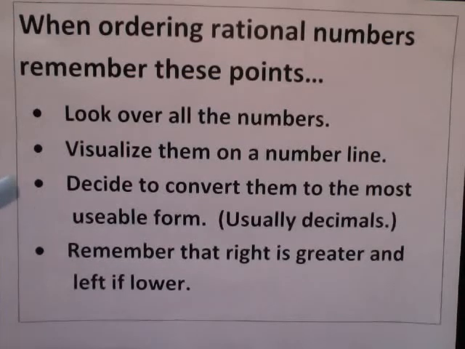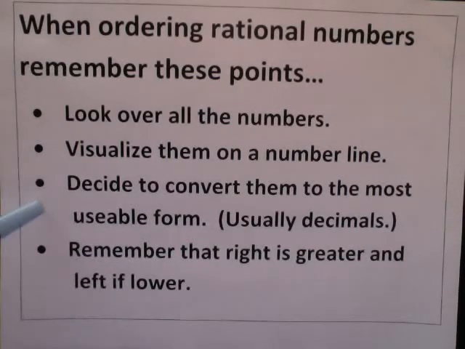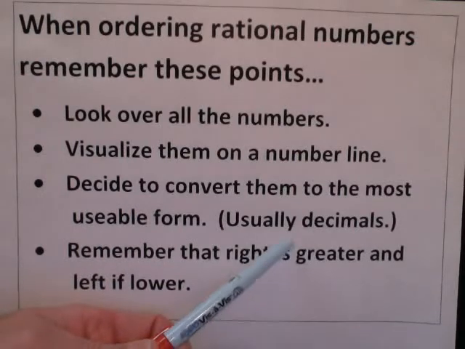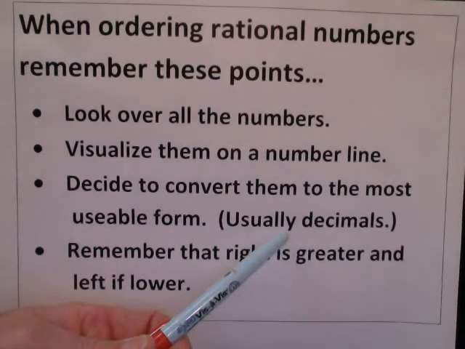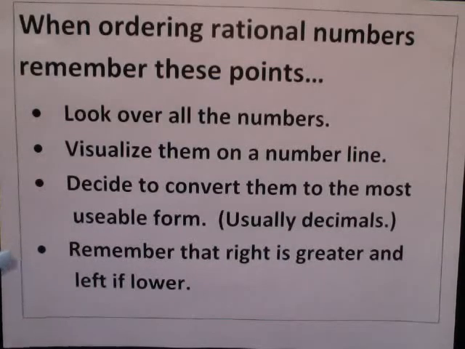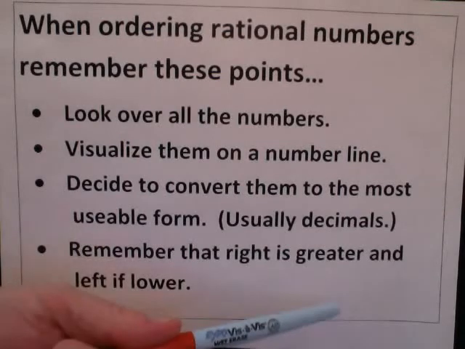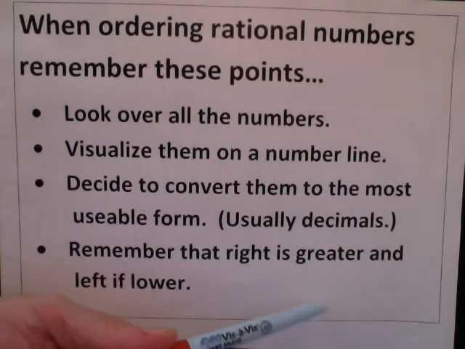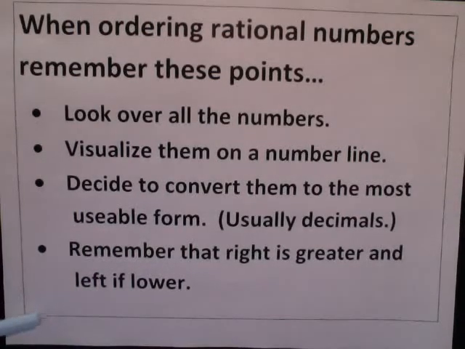Then decide to convert them to the most usable form. This is usually decimals, okay, because decimals are usually very easy to compare. Remember that right is greater and left is lower. So when you go right on the number line, numbers increase in value. When you go left, they decrease.